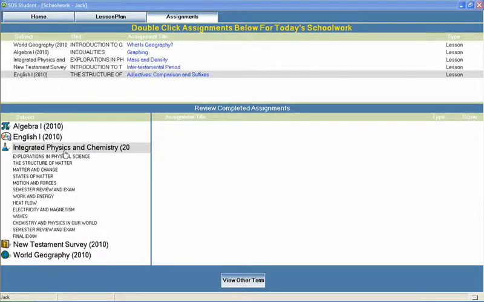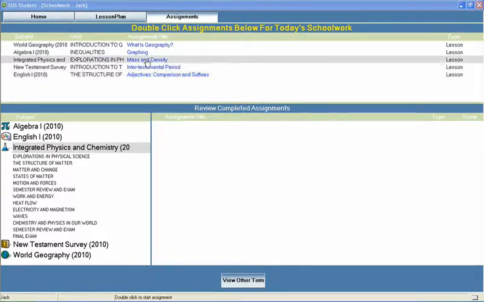Switched On Schoolhouse Integrated Physics and Chemistry is a high school science course that is typically included in a 9th grade course of study and includes units on explorations in physical science, matter and change, motion and forces, heat flow, waves, and much more. Semester reviews and semester and final exams are also included.